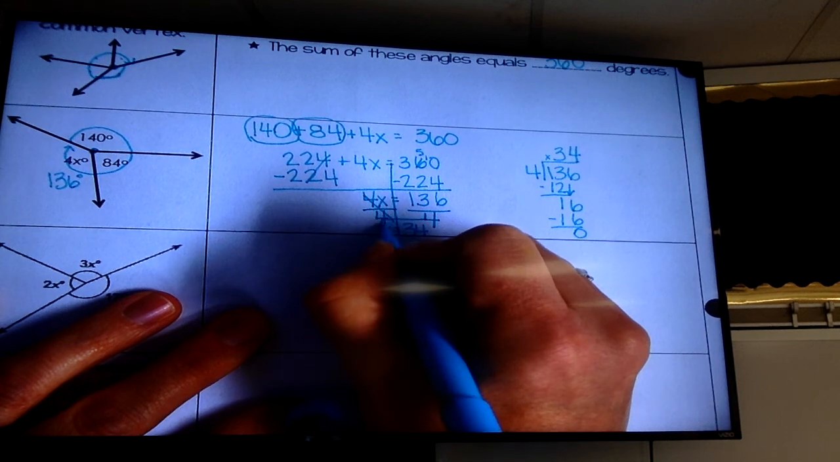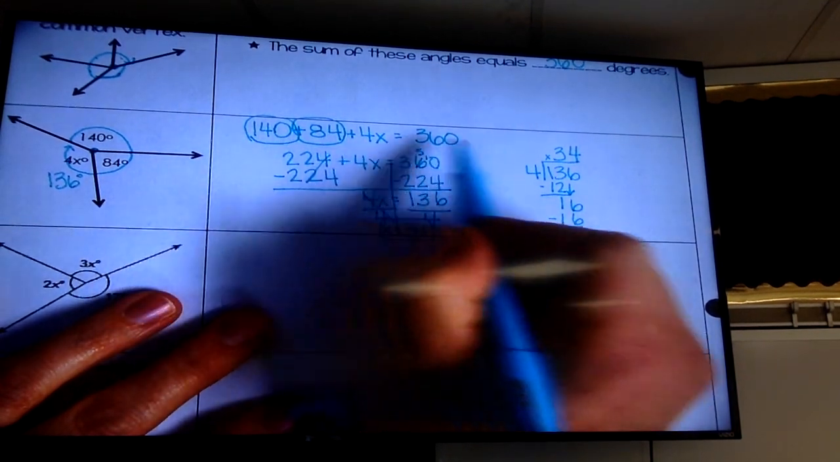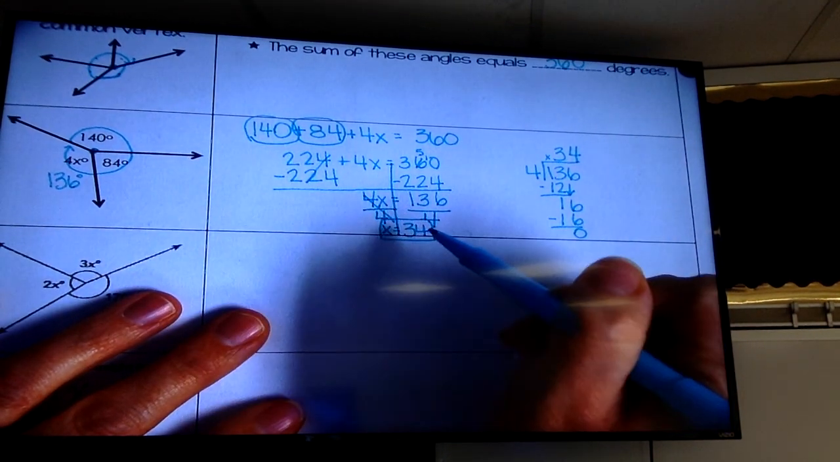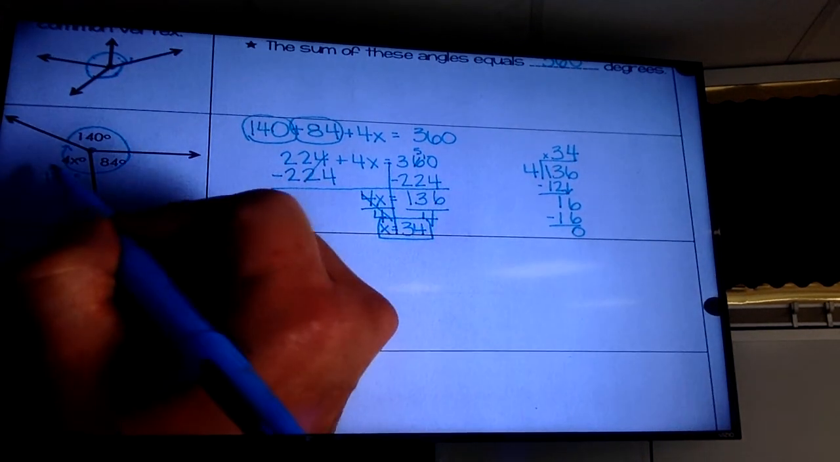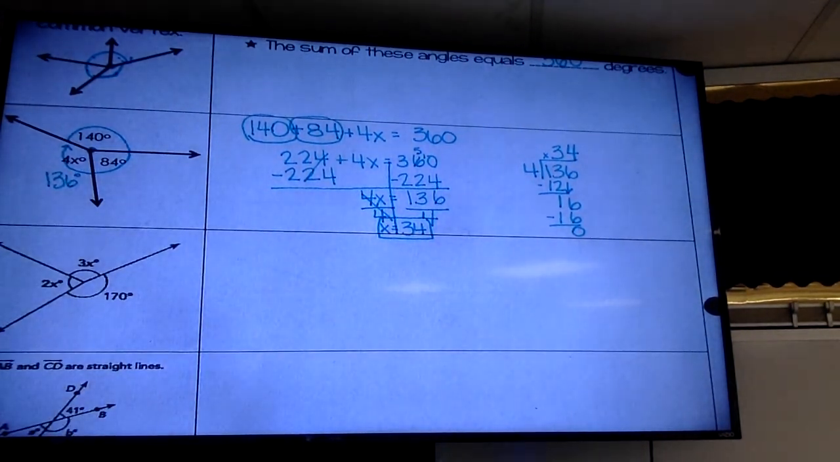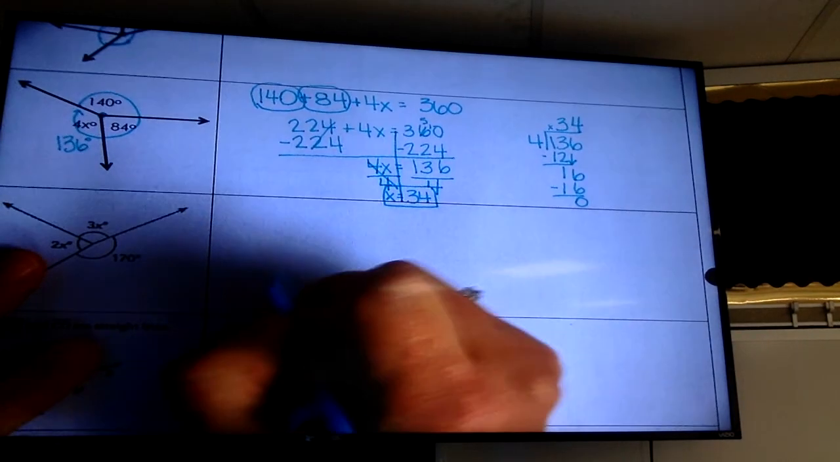So in this case, I've done 3 things. I made an equation to solve for x. I solved for x. And then I also said that this angle measure right here would be equal to 136 degrees, kind of what we've done with both complementary and supplementary angles. Okay, let's try it again.